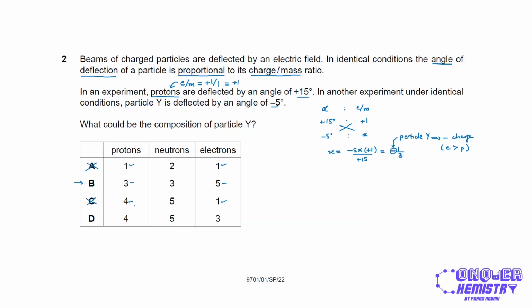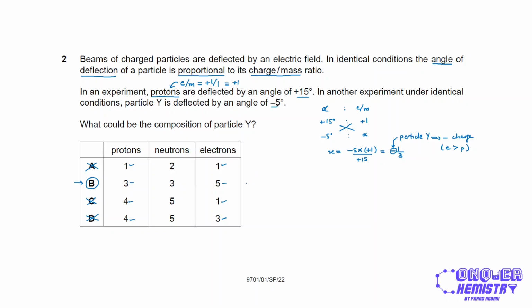Over here we have more protons instead. Option D again has 4 protons and 3 electrons, so this is also incorrect. So option B stands correct, and we can confirm using the charge to mass ratio.